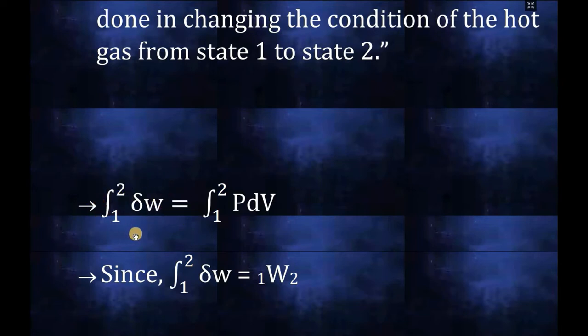Friends, you can write down this term, integration of dou W between the limits state 1 and state 2, till the end of this derivation. But for writing convenience, scientists have rewritten this term as 1W2. Okay. So now in this RHS, pressure and volume values are variable. So we cannot integrate this PdV.